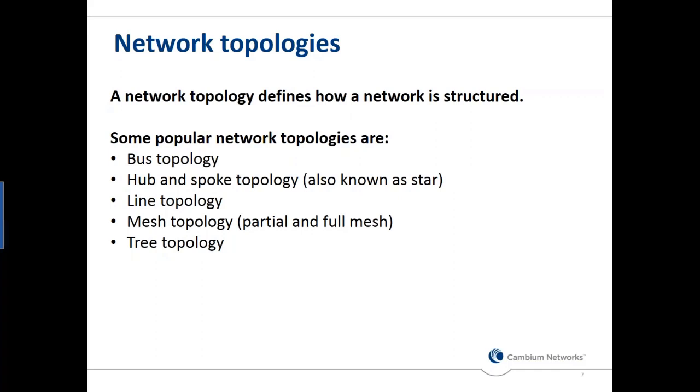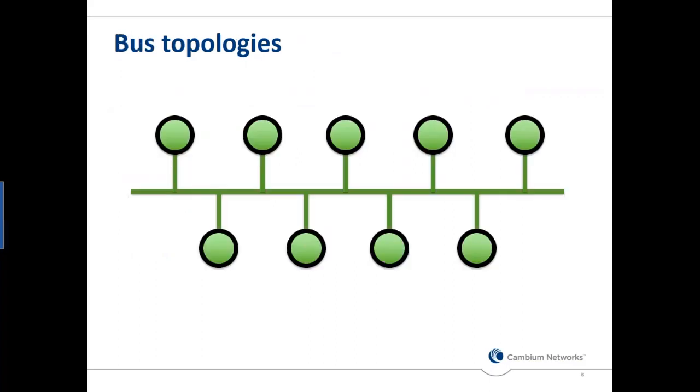For instance, a bus topology, a hub and spoke topology, also known as a star, and it will become clear why it's a star when you see the picture. Excuse me, a line topology, a mesh. You can get full and partial mesh. Again, I'll show that in a moment, but that will become clear when you see the picture. And tree topology. Network topology is very important because it really defines how the network passes data between its constituent parts.